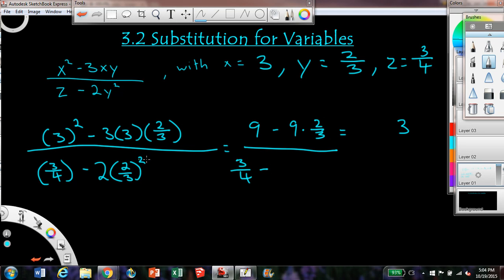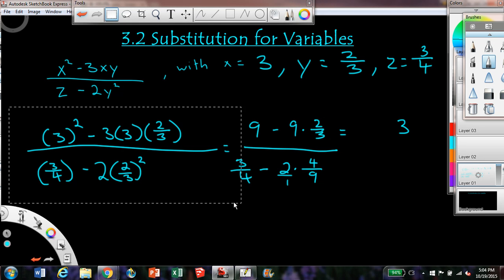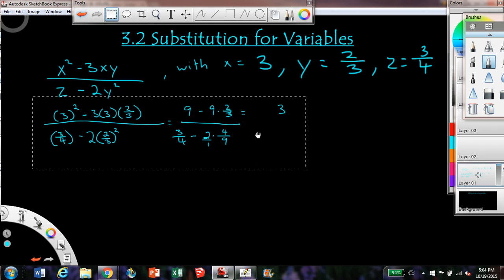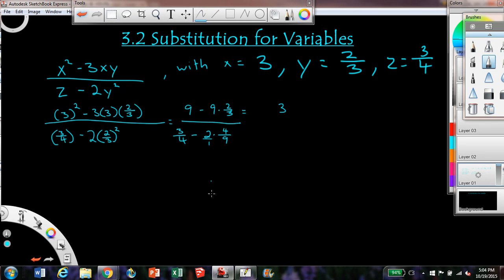3/4 minus, first thing I need to do down here is I need to square this. Okay, so 2/3 squared is 4/9. I'm going to be multiplying this times 2. This is not 2 and 4/9. This is 2 times 4/9. Okay, so it's getting a little messy. It's hard to do in this small amount of space. So down here, this is going to be 3/4 minus 8/9. And I'm just going to take this aside and do this.